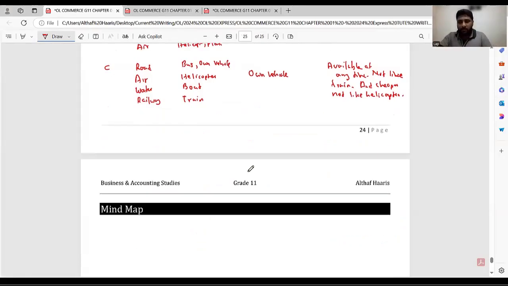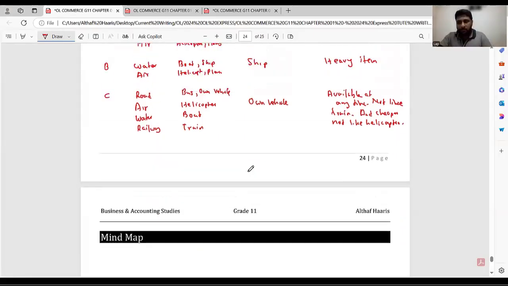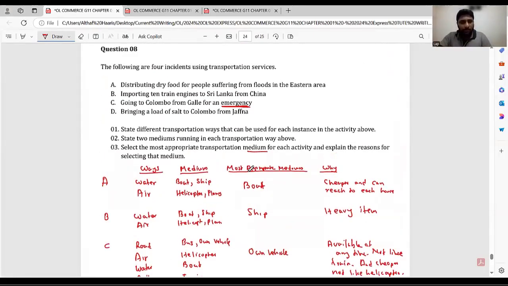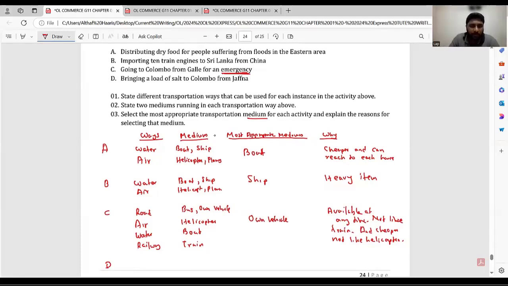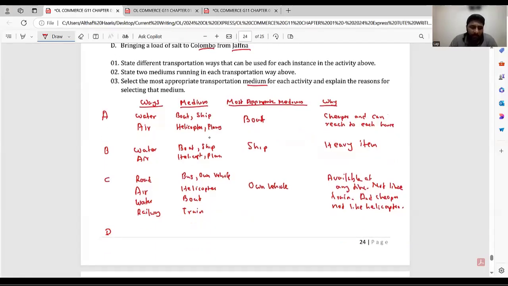Part D. Bringing a load of salt to Colombo from Jaffna. To Colombo from Jaffna, maybe the road and railway, because we have the railway to Jaffna. Yal Devi, as I can remember. Road, you can use bus, lorry. Train.